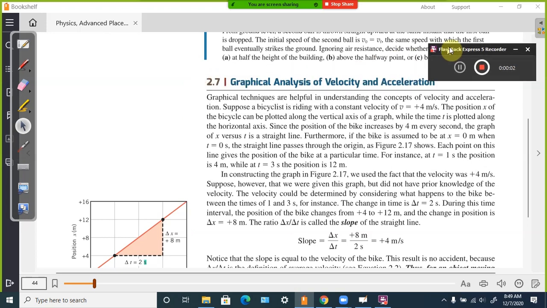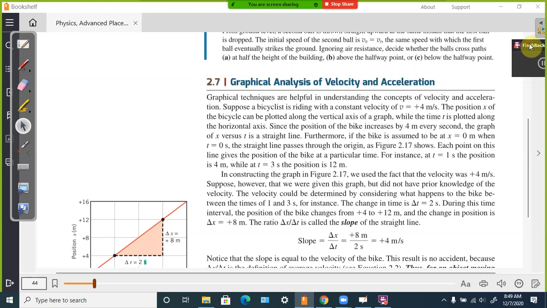All right, here in section 2.7, basically what we're going to talk about is the same thing that we have in other sections. We're still talking about velocity and acceleration, except it's important that we can recognize it when we start looking at graphs as well.